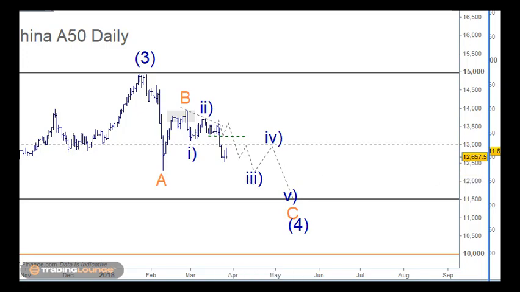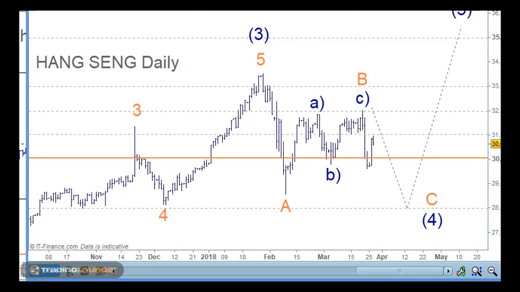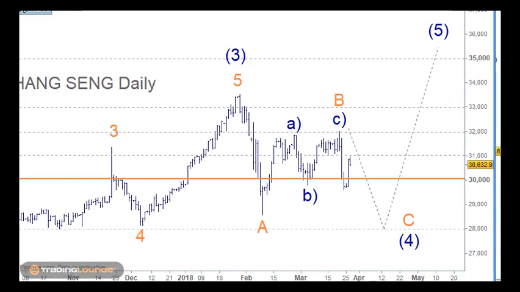And the Hang Seng, I'm a little bit unsure about the Hang Seng. I've got a nice A wave here, and then an A and a B, and then I can see 5 waves up here for the C wave of B.